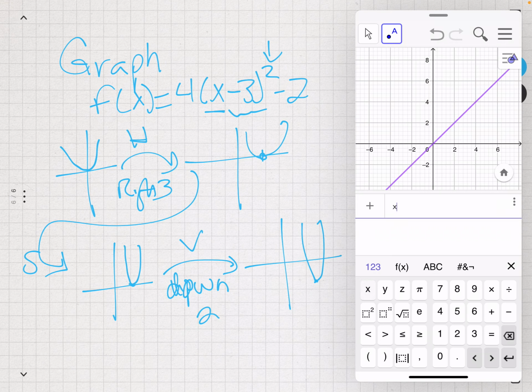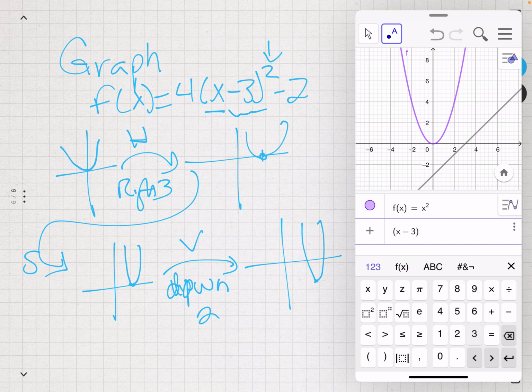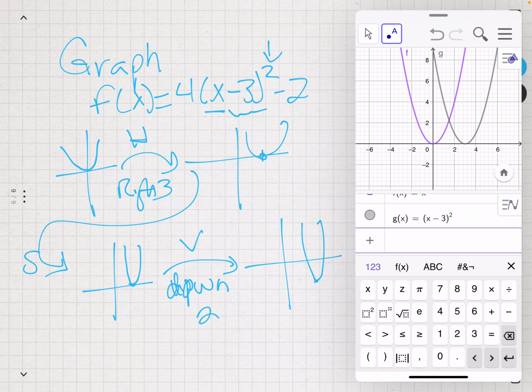So let's start with x squared. And then we'll go ahead and do x minus 3 squared. Shift to the right, 3. Then let's see if we can do our stretch. So we have 4 times x minus 3 squared. It got shrunk towards the middle.